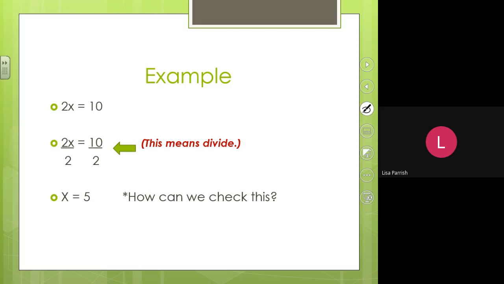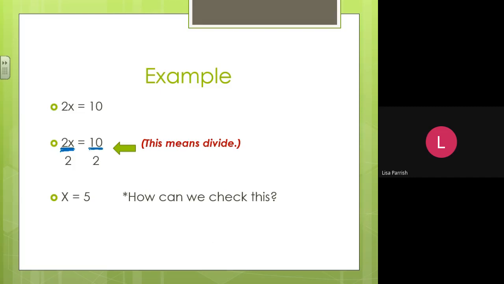Notice that we have put a line under both of these. That kind of means divide. That's like division. We're not actually going to use a division symbol right here. We're just going to put this line underneath. That just makes it simple. And so we're going to divide both sides by 2. Remember, whatever you do to one side, you do to the other. So if I've divided the left side by 2, I need to divide the right side by 2.